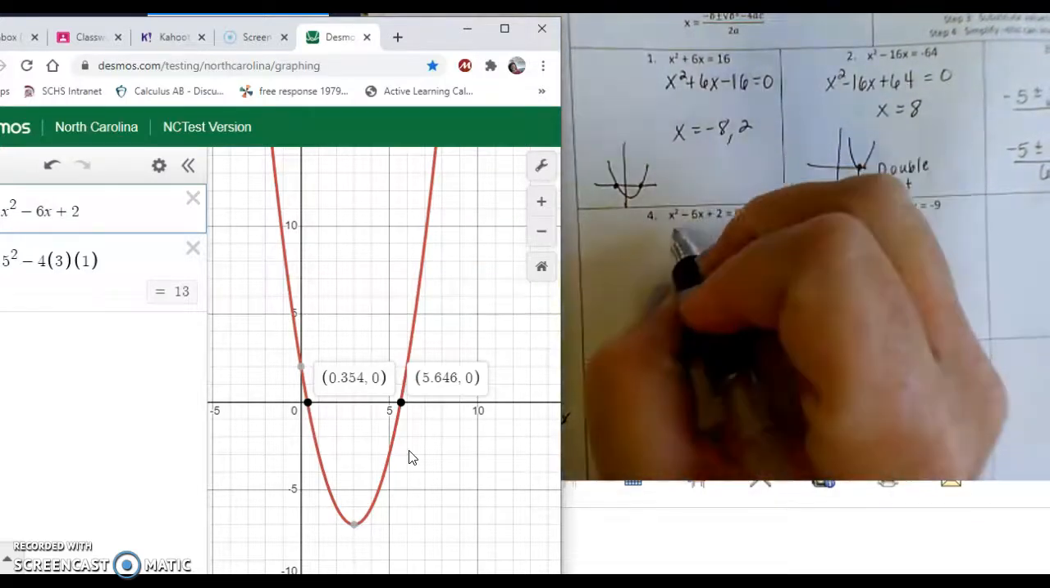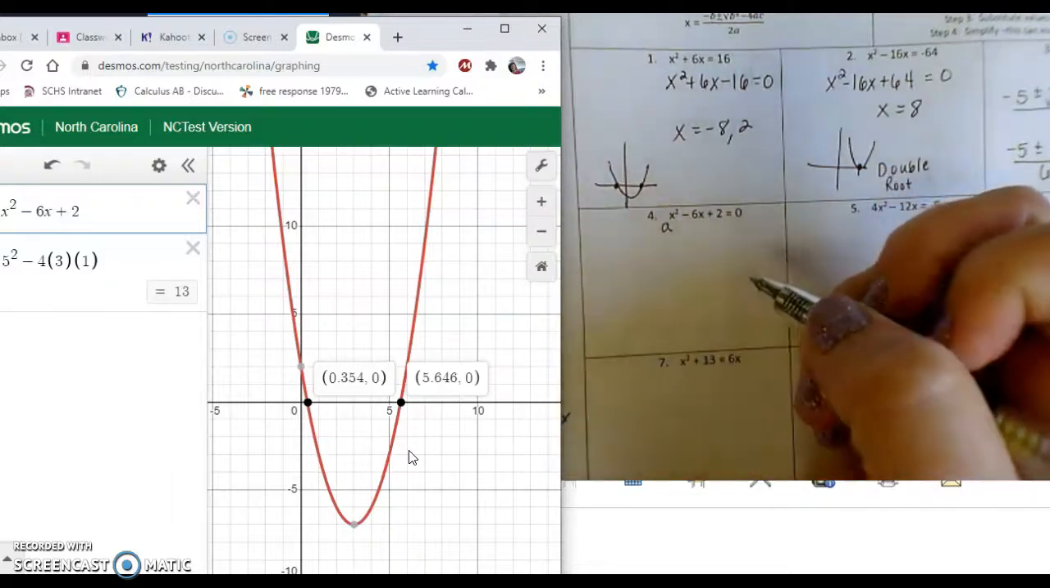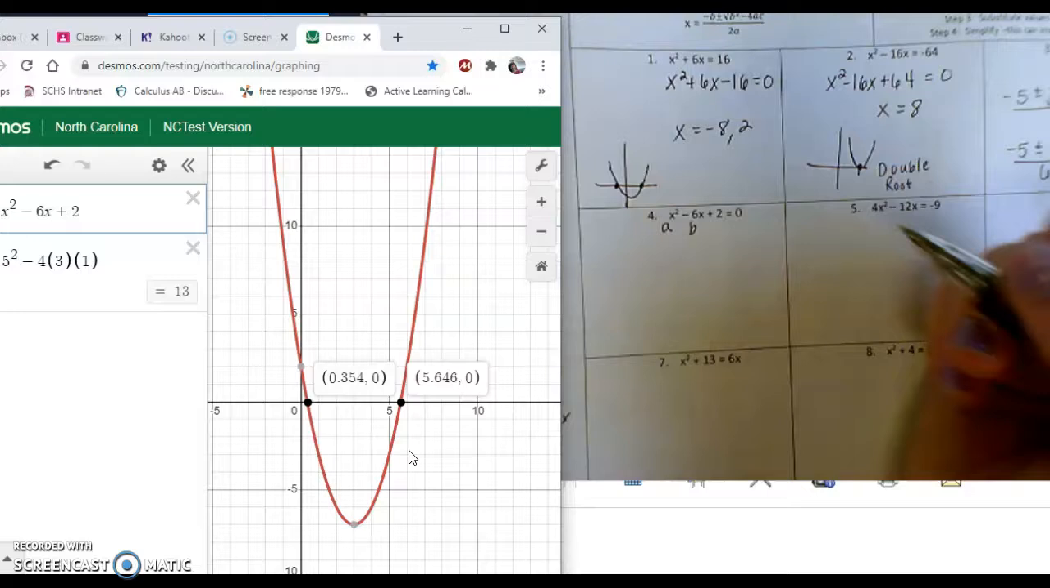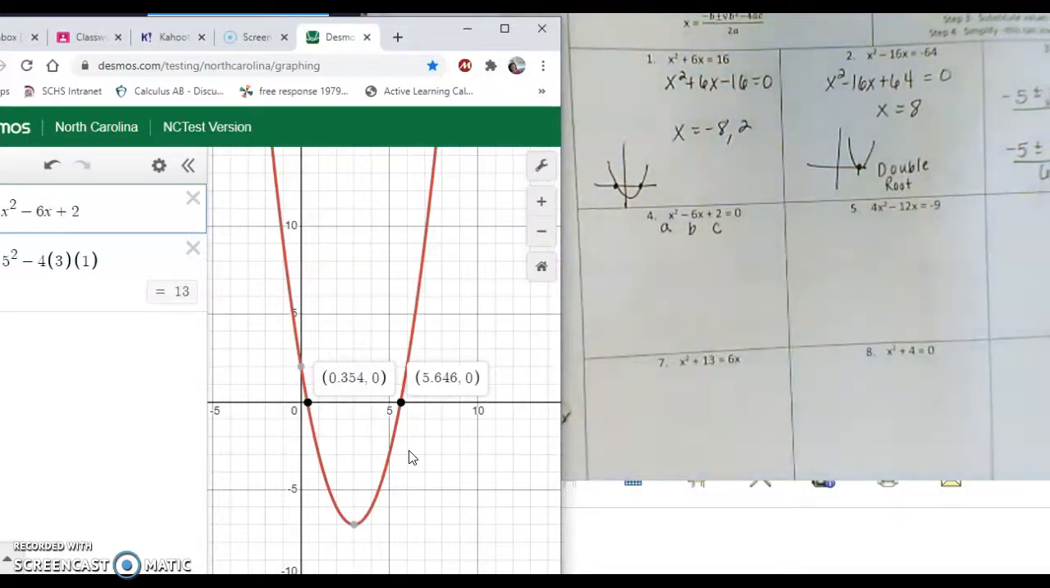Okay? So everything's already in order. I know that in front of the x squared is a 1, so that's like the A. Negative 6 is the B. And 2 is the C. Okay? And then we're going to put all the stuff into the quadratic formula.